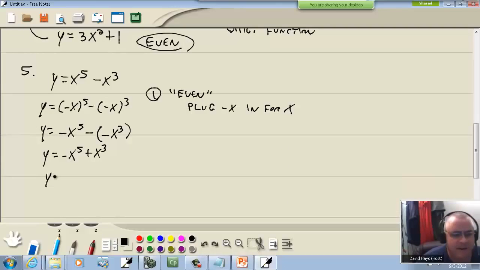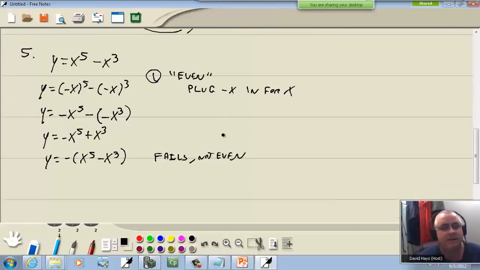Let me try to factor a negative out. So factor a negative out, and I get x to the fifth minus x to the third. Well, it's close, but we've got an extra negative that we cannot get rid of in any way. So it fails. That means it's not even.